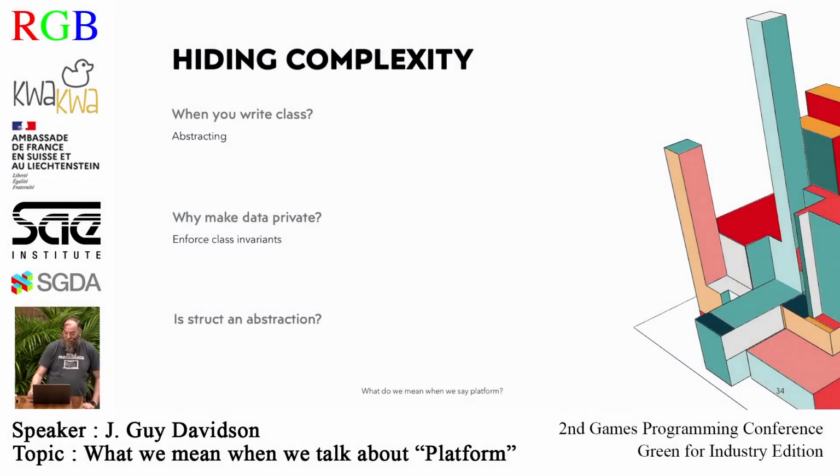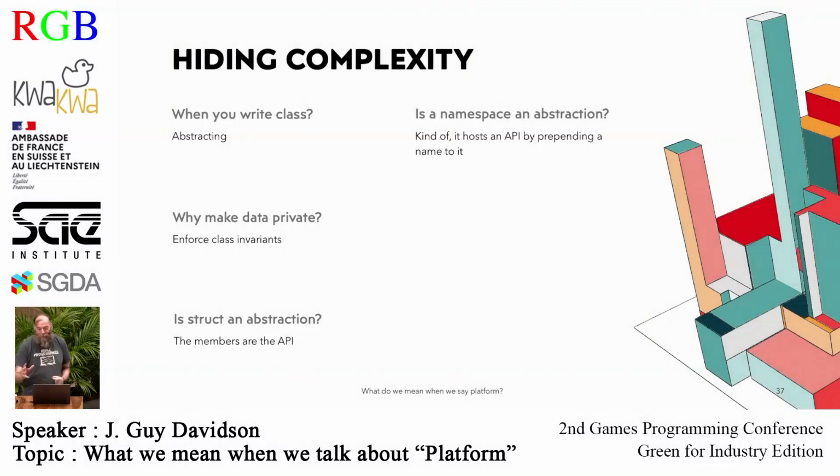Right. Is a struct an abstraction? Yes, because the member identifiers are the API. So sometimes data can be an API rather than a function. Right, namespace, is that an abstraction? Yes? No. Because, well, kind of. It hosts an API, but all it does is prepend a name to it. That's not really reducing any complexity. It's just, if anything, making it simpler by sticking a name in front of it. But does that really count as hiding complexity?